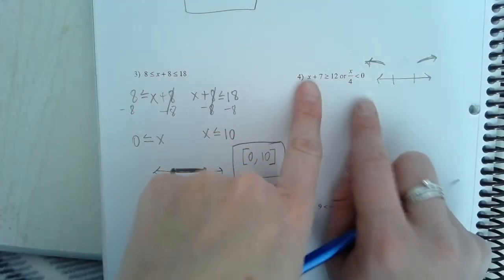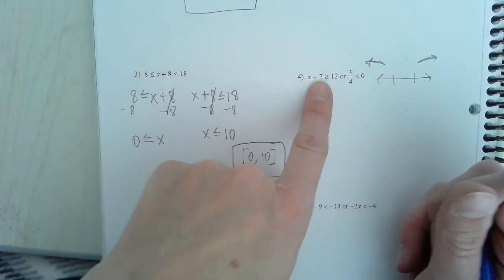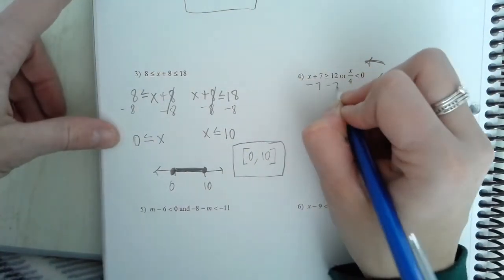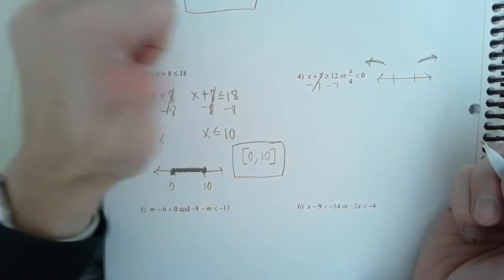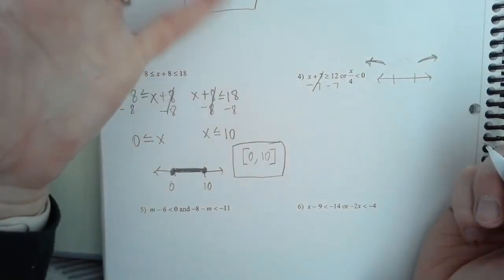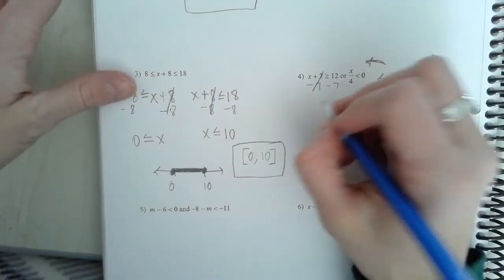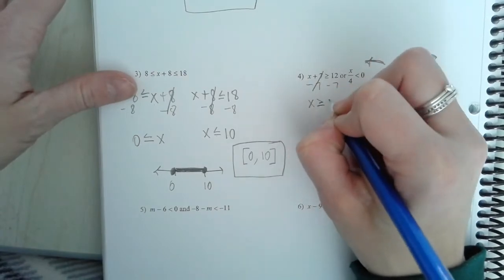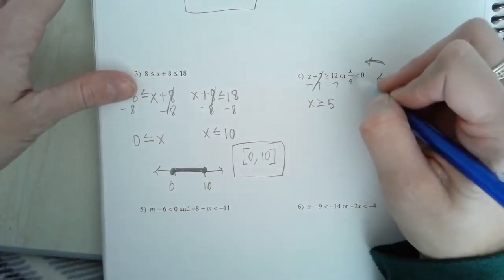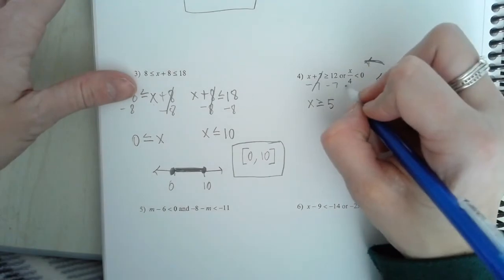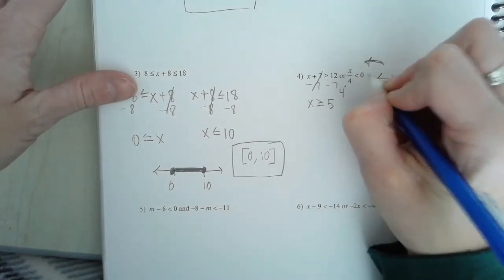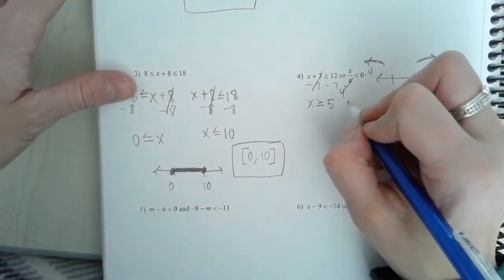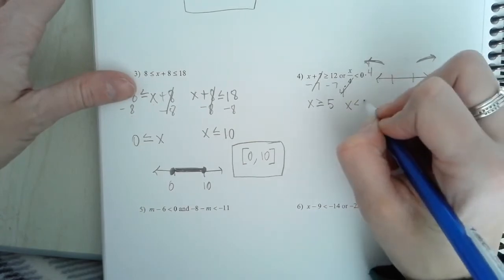Okay, so we're going to get this variable by itself. So the opposite of plus 7 is minus 7 on each side. 12, 11, 10, 9, 8, 7, 6, 5. Okay, x is greater than or equal to 5. And then we're going to do the opposite of divide by 4. So we're going to times by 4 on each side. Those 4's cancel, leaving x. And 0 times 4 is 0.